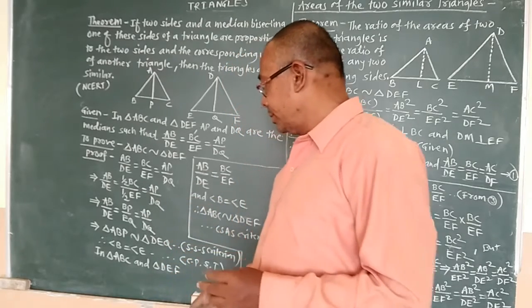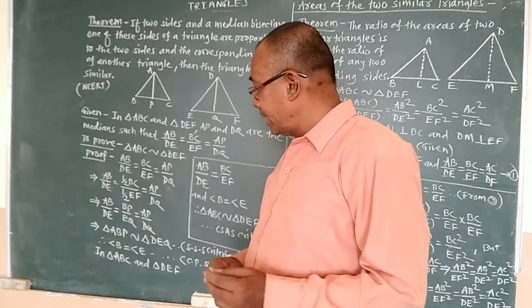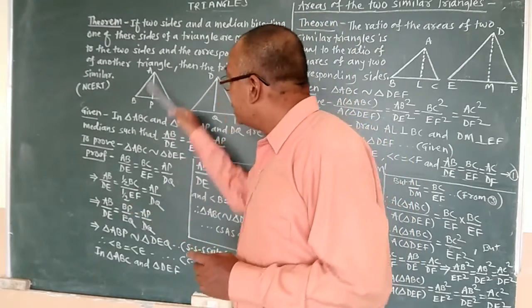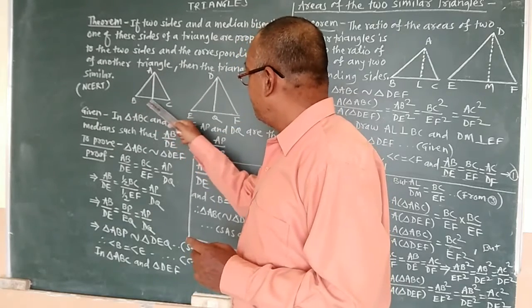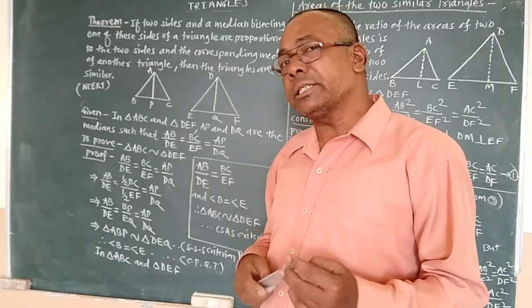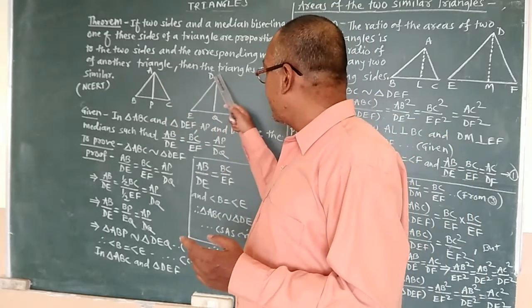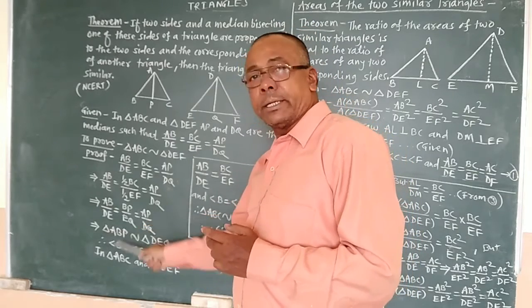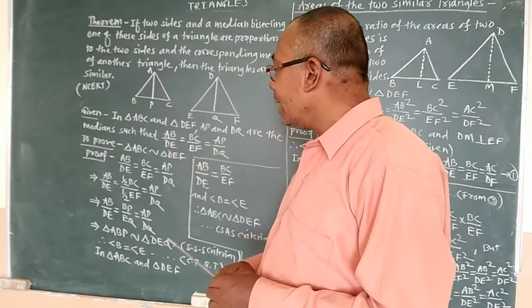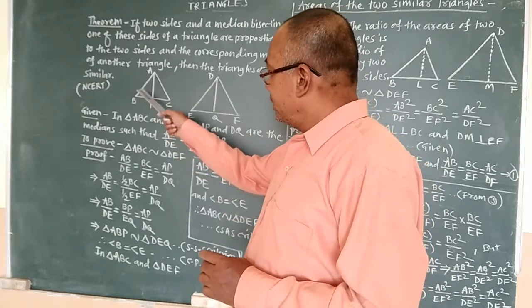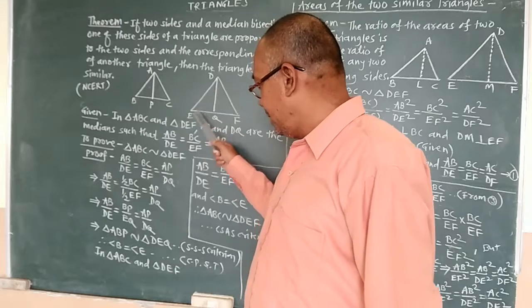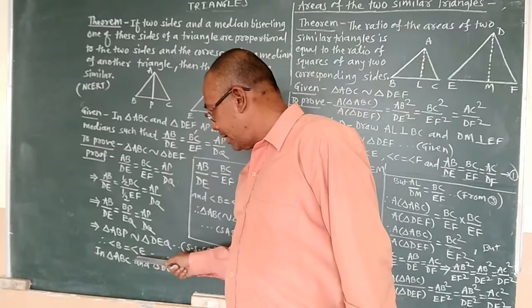And now, if we observe the above ratio, then it is seen that the corresponding sides of triangle ABP and triangle DEQ are proportional. Means AB upon DE is equal to BP upon EQ is equal to AP upon DQ. We know that according to the SSS criteria, triangle ABP and triangle DEQ must be similar. So I have written here triangle ABP similar to triangle DEQ according to the SSS criteria. But here, since the two triangles are similar, their corresponding angles must be equal. Means angle B equal to angle E. So we have written here angle B equal to angle E.